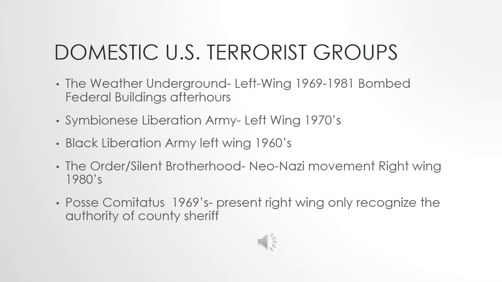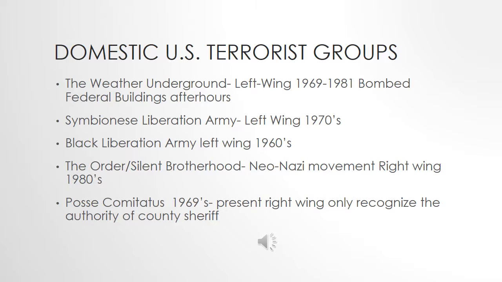Next, we have the Order, also known as the Silent Brotherhood. This was a neo-Nazi, right-wing movement out of the 1980s, and not only were they against the Jews, they were also against African Americans. They did not last very long, but they did get into a shootout with the FBI, and the leader of the movement was killed, and some of his followers were arrested and sent to prison.